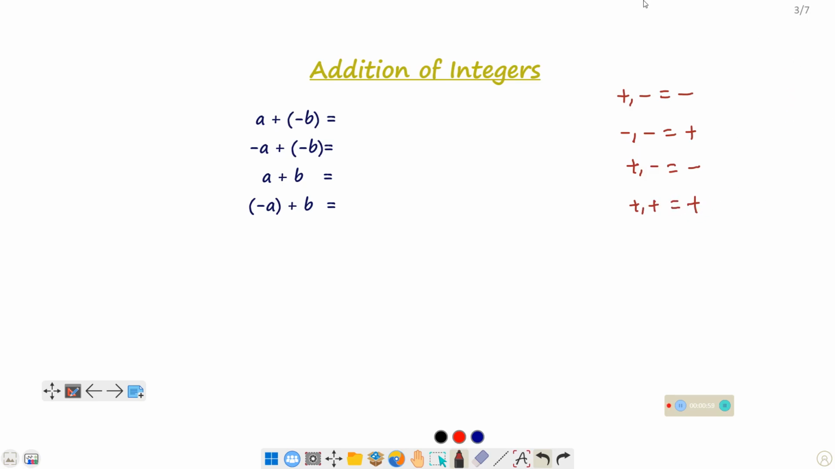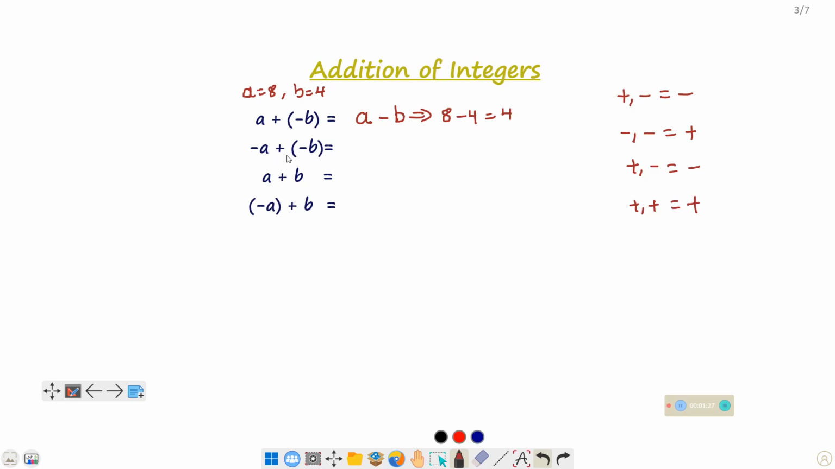So let's see. Here we are adding a plus negative b. That means a positive and a negative is a negative, so it will be a minus b. For example, let's take a is 8 and b is 4. That means it will be 8 minus 4, which is nothing but 4.